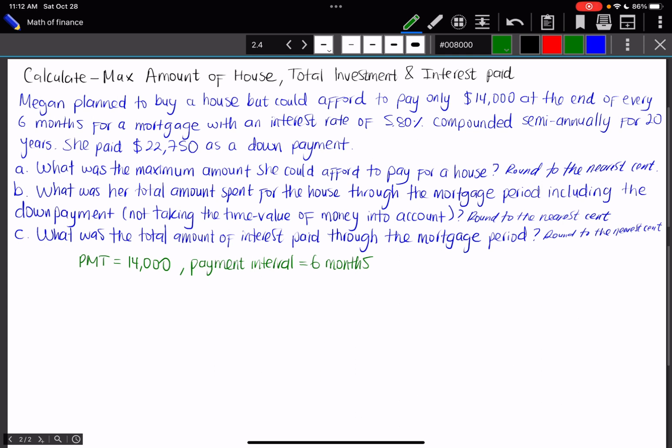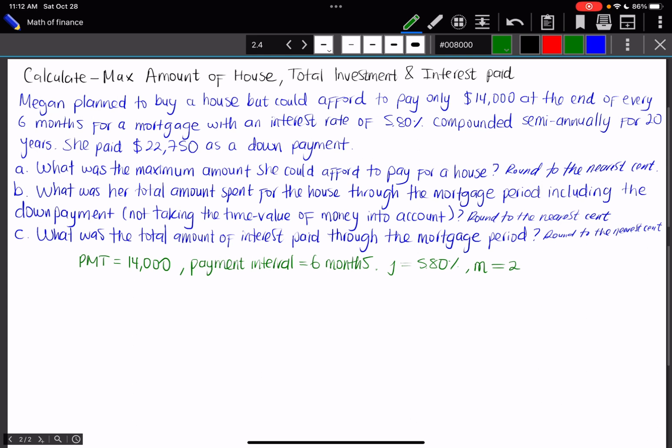Now, here we have that the interest rate is 5.80%. That 5.80% corresponds to the nominal interest rate. That's usually denoted by J. So we have J equals 5.80%. And that interest is compounded semi-annually. So we have that the compounding frequency, that's denoted by M, is 2.